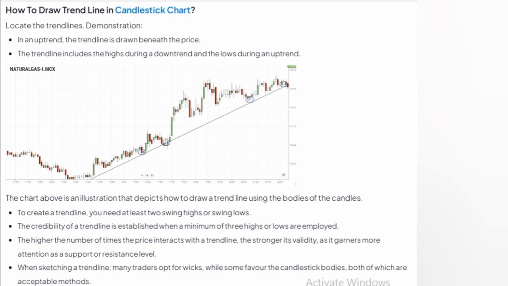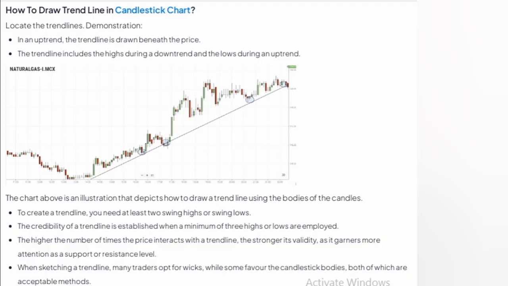In an uptrend, the trend line is drawn beneath the price. The trend line includes the highs during a downtrend and the lows during an uptrend. The chart above is an illustration that depicts how to draw a trend line using the bodies of the candles. To create a trend line, you need at least 2 swing highs or swing lows.